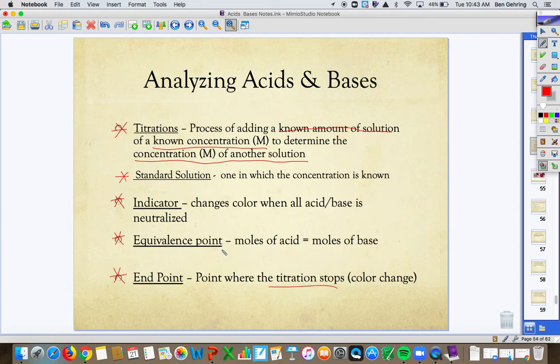So this is when the titration stops, your equivalence point, these are equal. Indicators change color, and the rest of it is there. So ideally, these two are one and the same. That's the goal, is to make those two the same. However, that does not always happen.